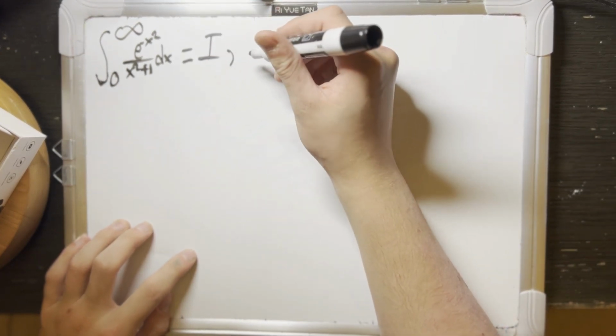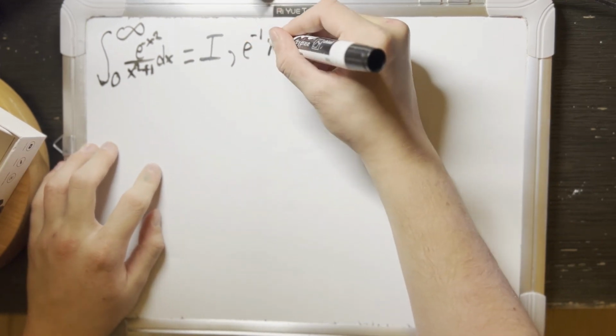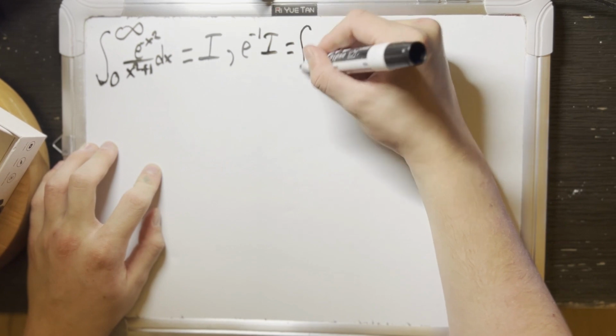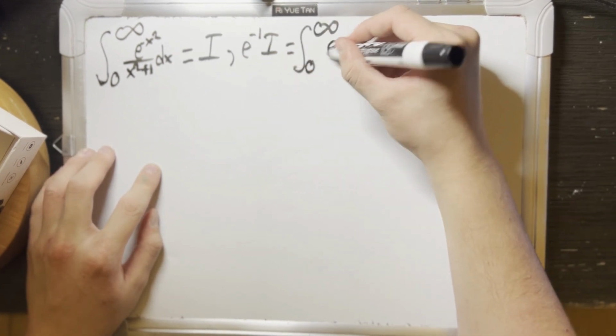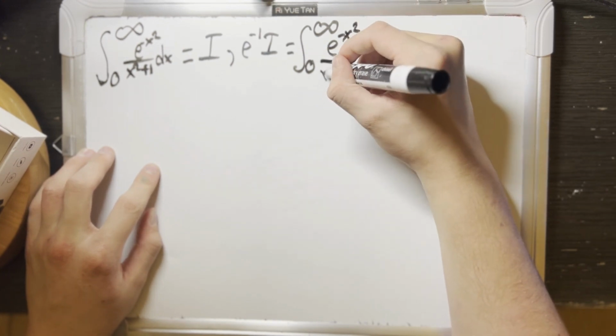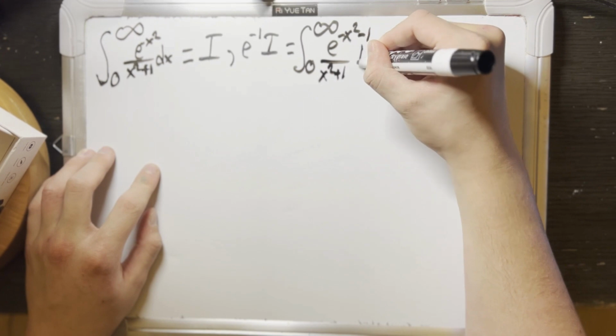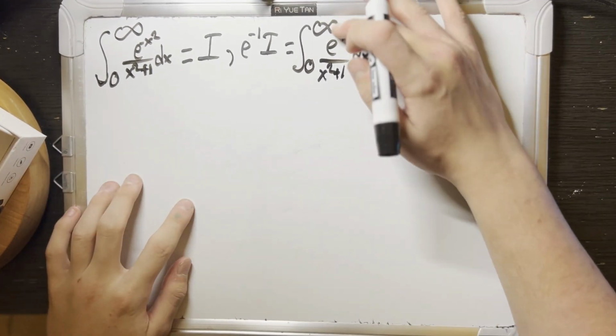We're going to multiply both sides of the equation by e to the minus 1. Because e to the minus 1 is a multiplicative constant, we can just put it in the exponent inside of the integral. Okay, and now we can just factor out this negative here.